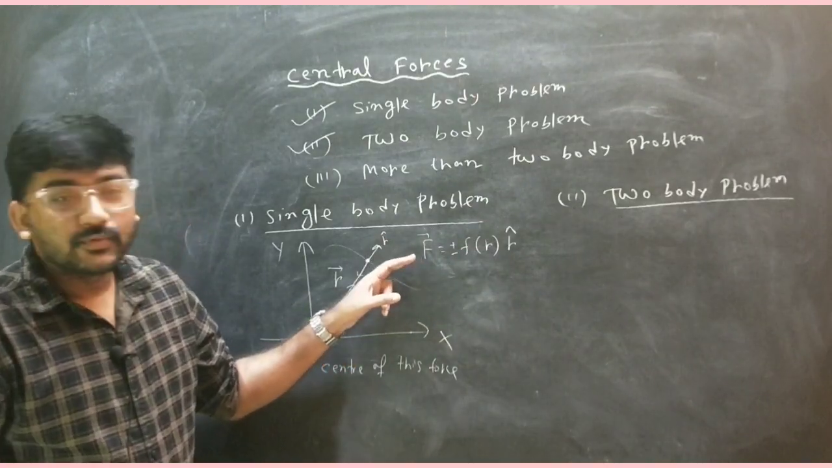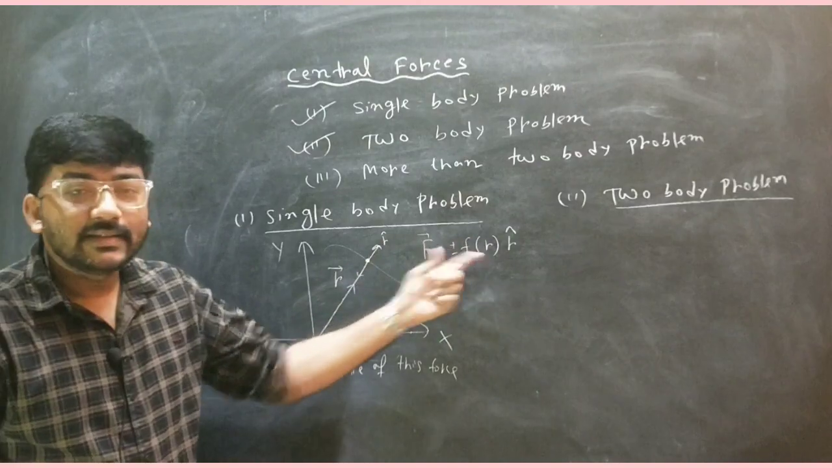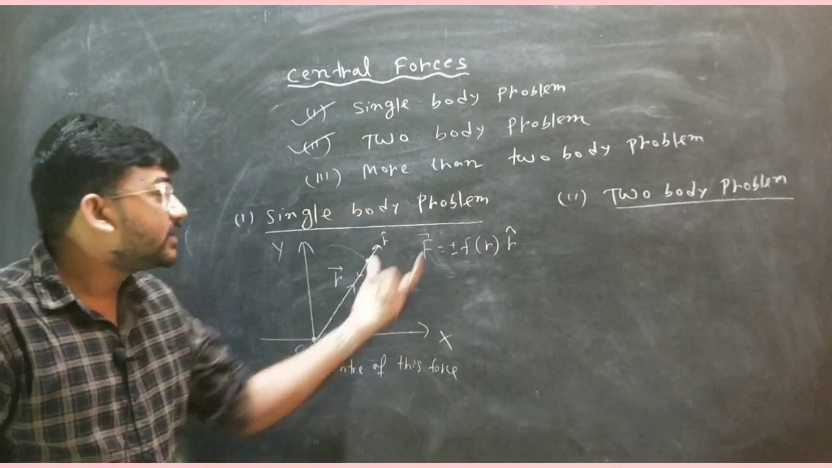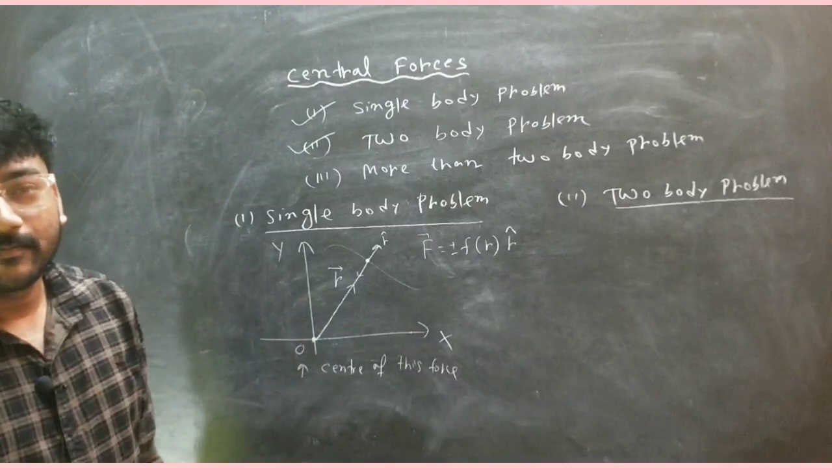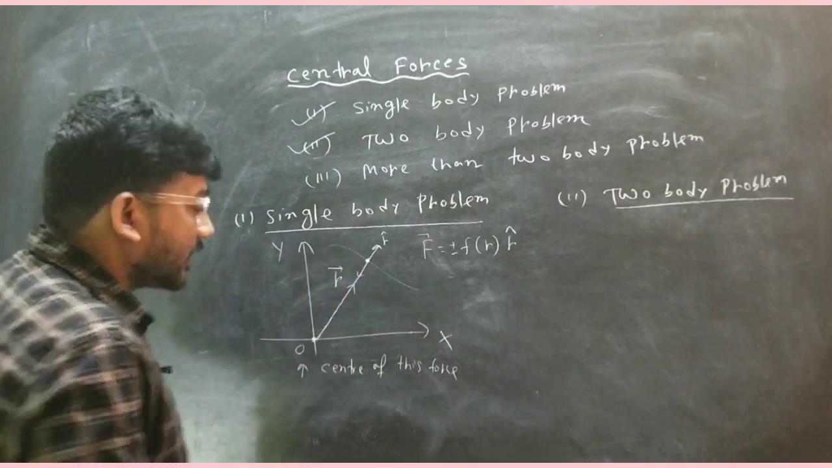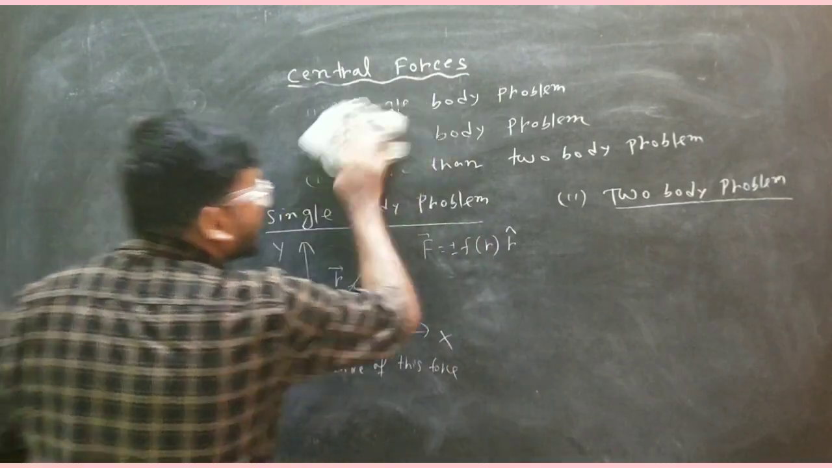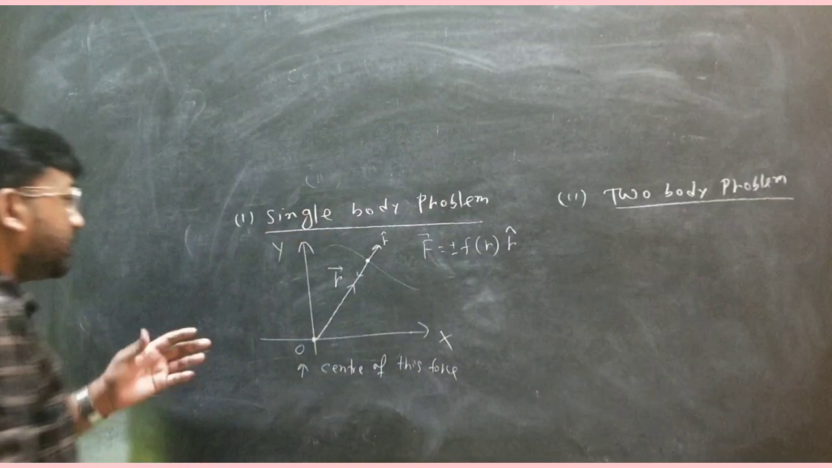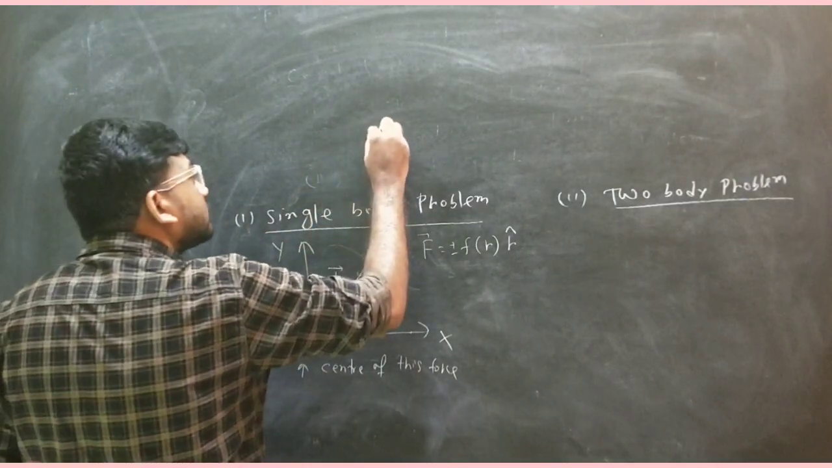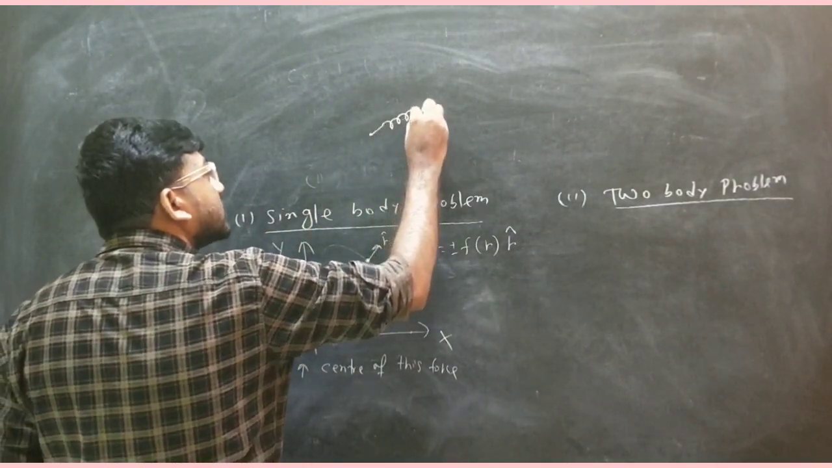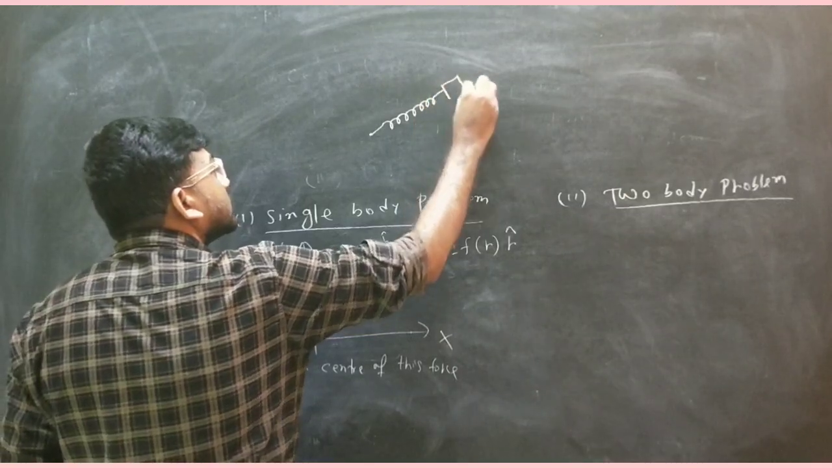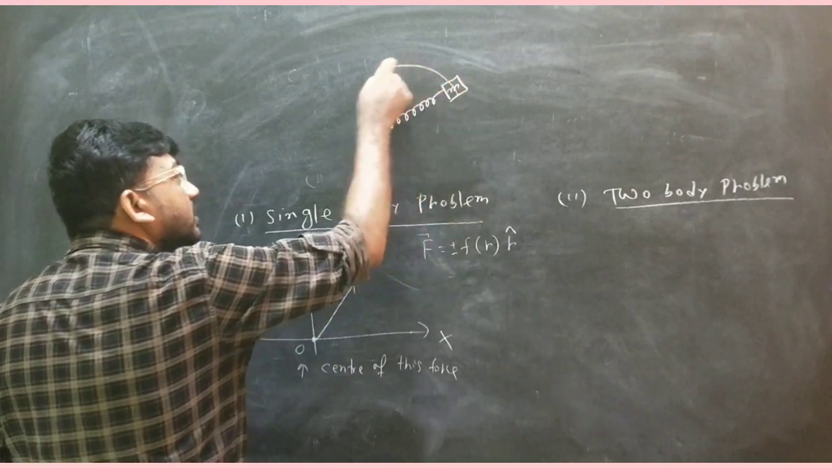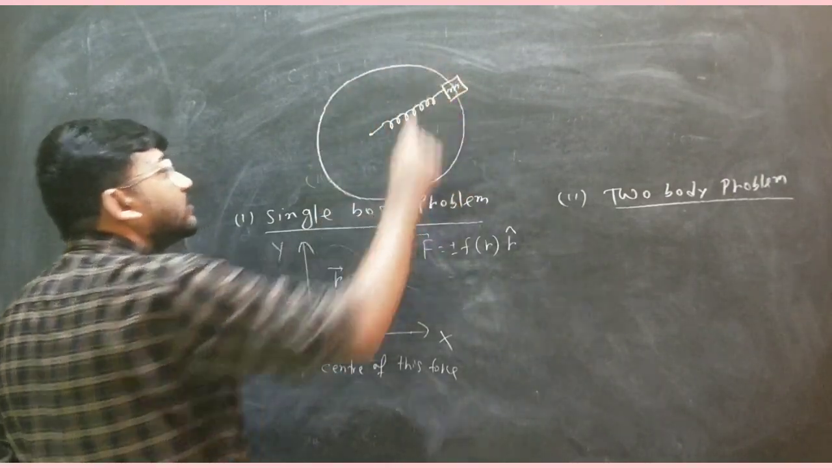So if this force depends only on r and its direction with respect to this point is away from or towards this point, then this force is called a central force for a single body system. We can take an example also, so that you can understand more easily. Let us take a spring mass system, something like this, with mass m, and suppose this mass is rotating along this path.